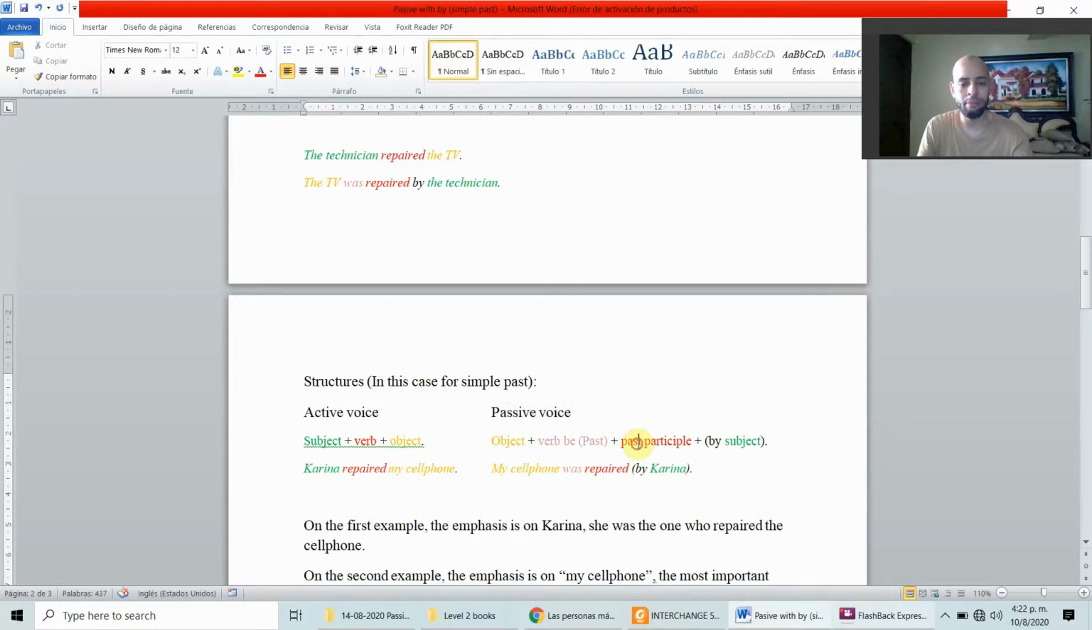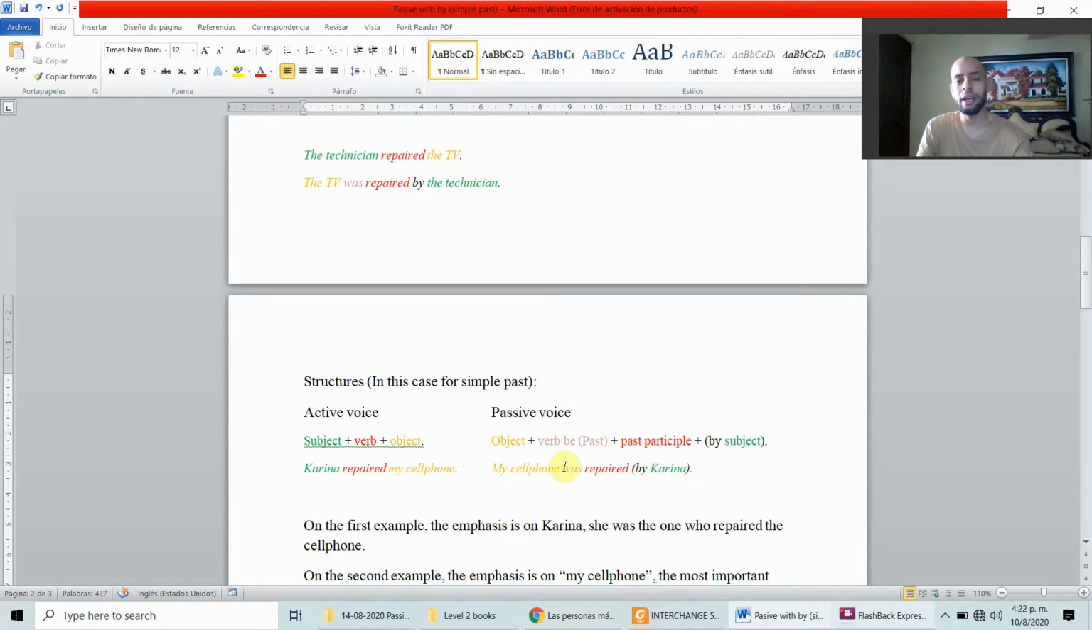Object, verb be, past participle, by subject. My cell phone was repaired by Karina. Notice the differences. Here, the focus is on the subject: Karina repaired my cell phone. Here, my cell phone was repaired by Karina. We have to use the past participle.